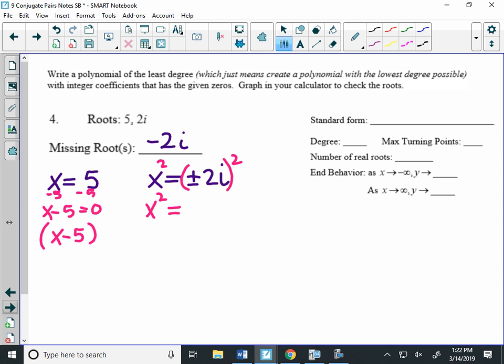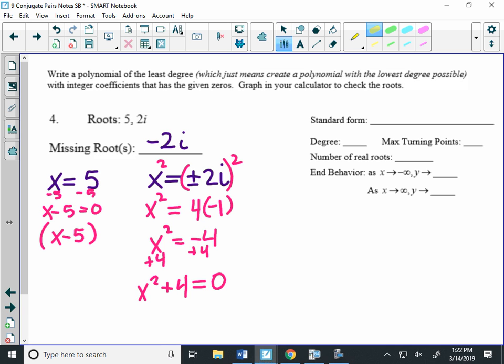So if x squared equals, we already decided that was 4, and what's i squared? Negative 1. Well, what that gives me is x squared equals negative 4, and to get the factor, I just add 4 to both sides. So you get x squared plus 4 equals 0. And that's the other factor that gave you those roots. So we're not actually done.